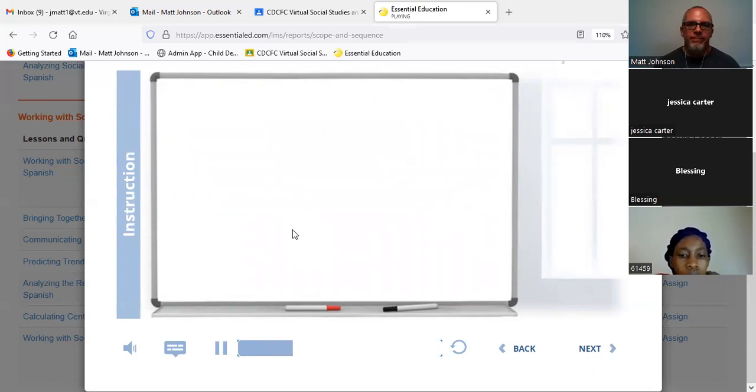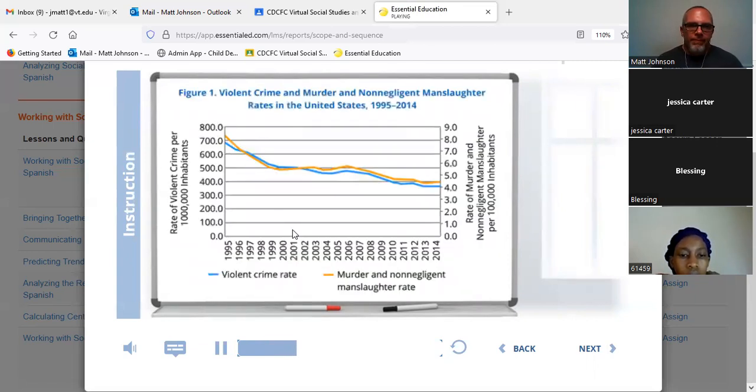Eventually, Octavio found this graph showing the violent crime rate in the United States. The graph is from the FBI. As you can see, according to the graph, violent crime has been going down for the better part of 20 years. This supports the argument that violent crime has been decreasing in the US.